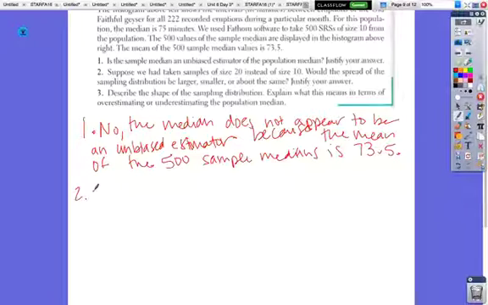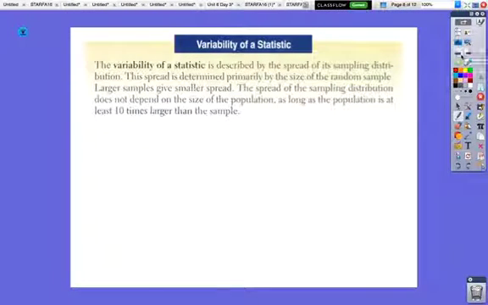2 says, suppose we had taken samples of size 20 instead of size 10. Would the spread of the sampling distribution be larger, smaller, or about the same? Justify your answer. All right, so to kind of go backwards a little bit, larger samples give smaller spread, like we talked about here when we talked about the variability of a statistic.